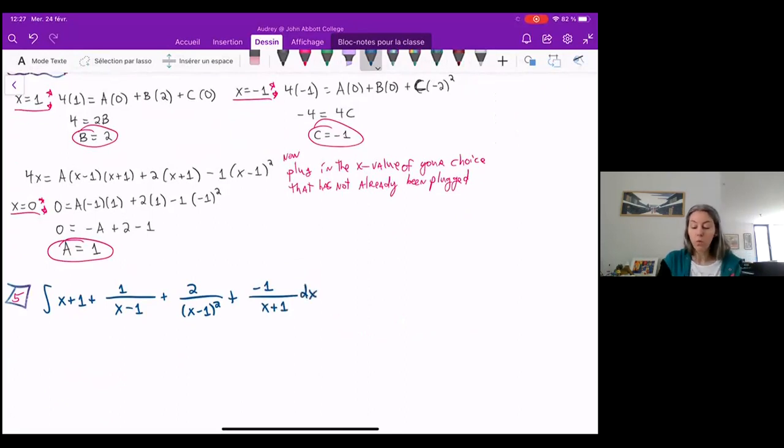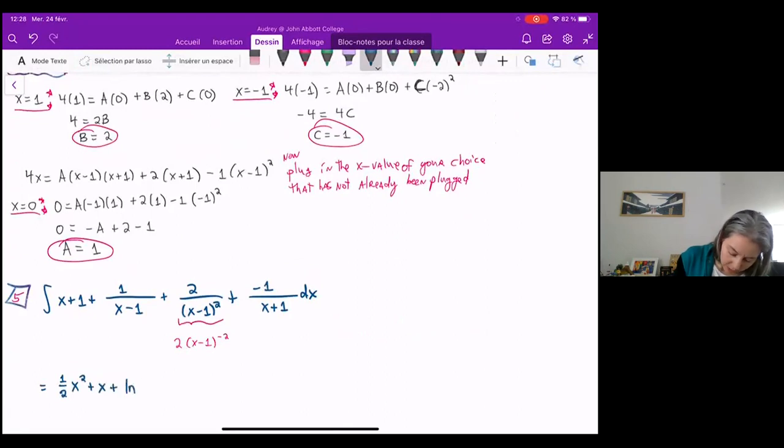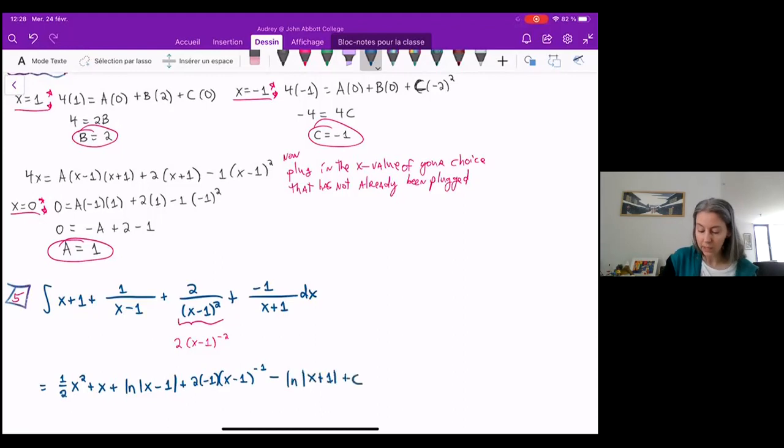So all of these are known forms. This one we do want to be careful about because this is the same thing as 2 times x minus 1 to the negative 2. So this is not my ln known form. This is my ax plus b to the power of n known form. So when I write out my answer, I'm going to have 1/2 x squared plus x plus, this is a simple ln of the absolute value of x minus 1. Now this is going to be plus 2 x minus 1 to the negative 1. So then I multiply my negative 1 out front, and then minus ln of the absolute value of x plus 1 plus c.